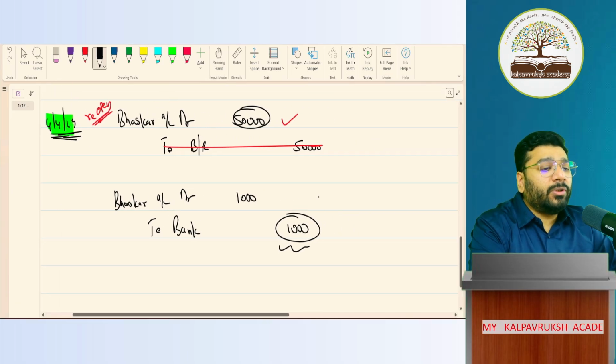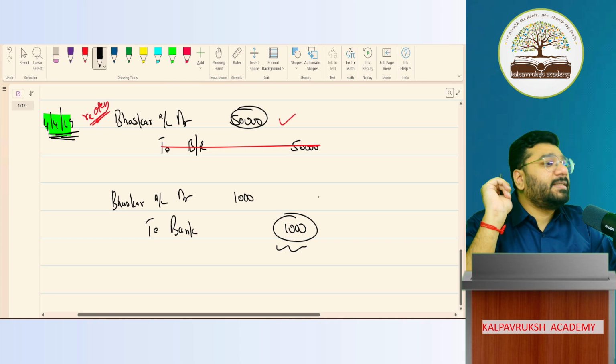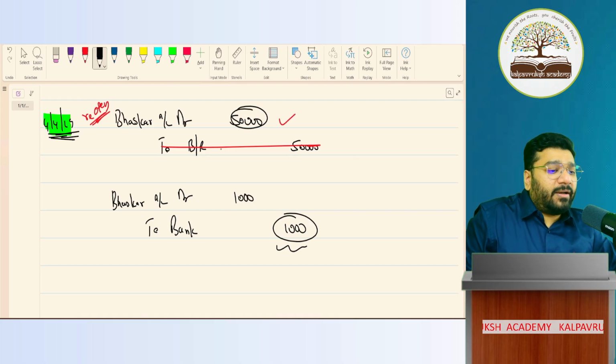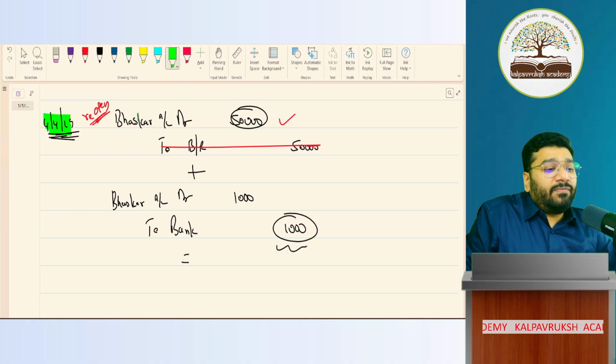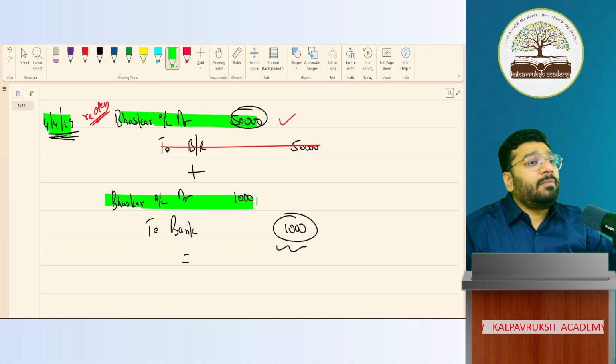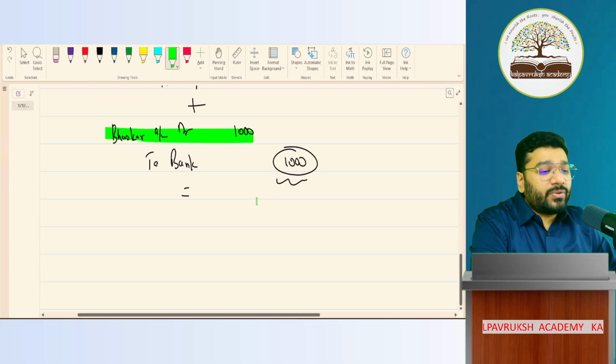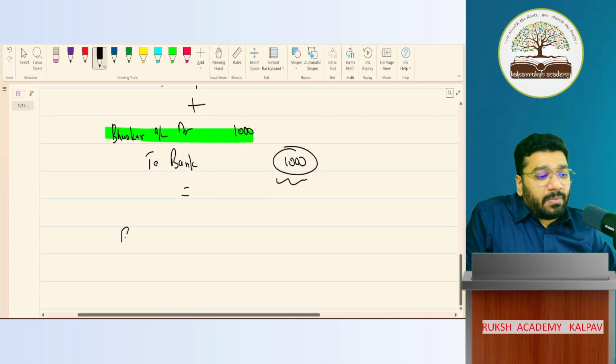Sir, these both entries can be combined and passed. You will combine and pass in the exam. But here I did it separately only for knowledge purposes. In the exam, you will combine both entries. So if I combine both entries, what is the combined entry? Bhaskar 50,000 debit, Bhaskar 1,000 debit. Both put together is how much? 51,000. So Bhaskar 51,000 account debit.